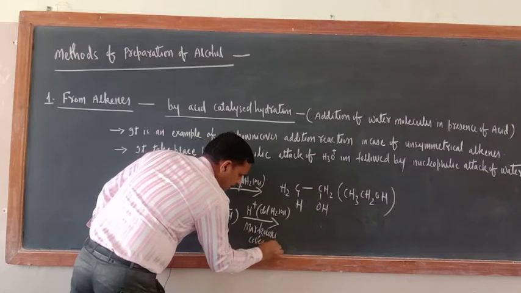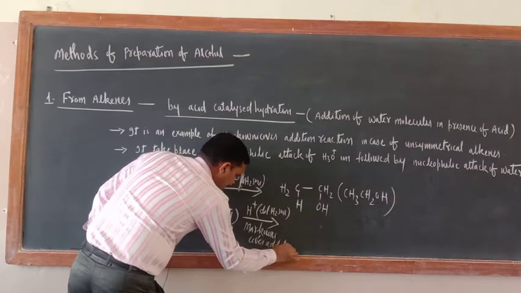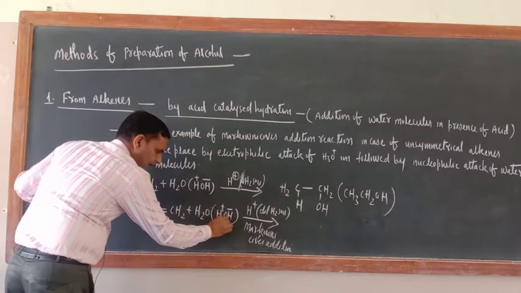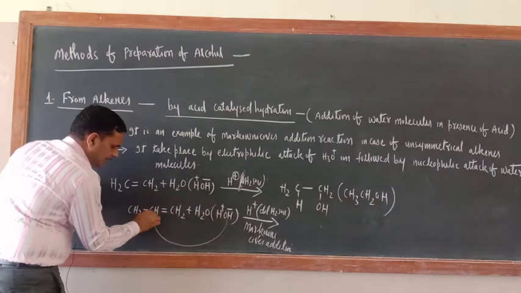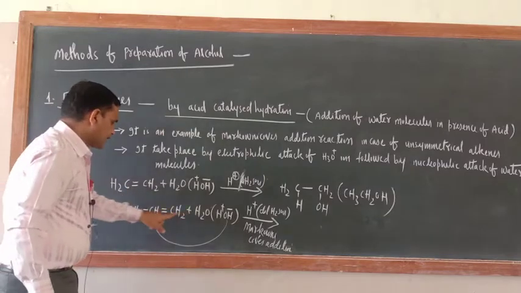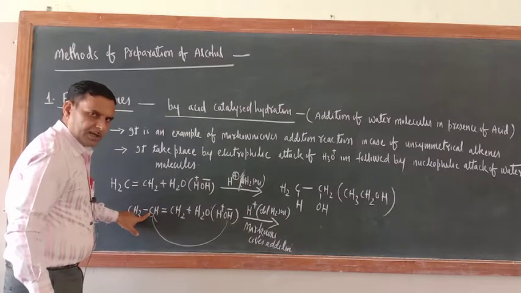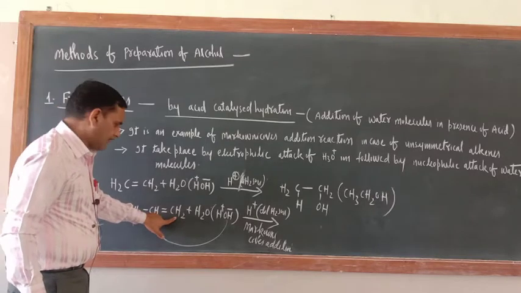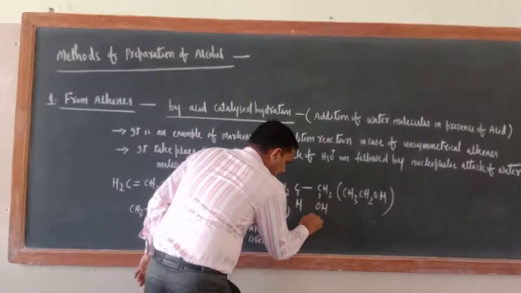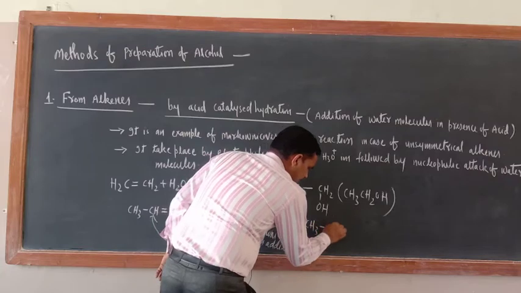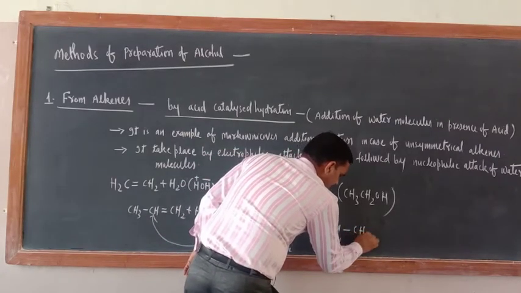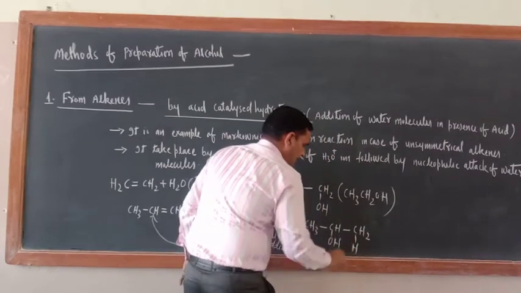Markovnikov's addition: the negative part goes to that carbon atom of the double bond which contains the lesser number of hydrogen atoms. So OH will be here and H will be here. That is Markovnikov addition. So what is the product here? CH3CH, here OH, and here CH3.